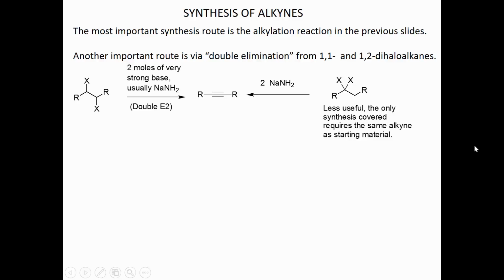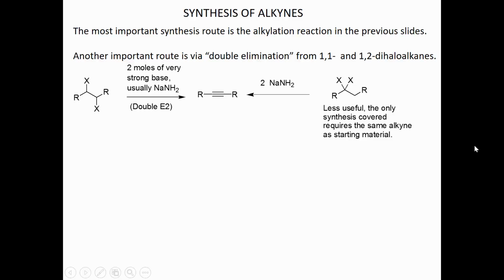And what we're going to see here is that we're just going to take the elimination reaction, dehydrohalogenation, out of Chapter 5, and we're going to basically just do it twice so that we make an alkyne instead of an alkene. Okay? All right, so here we go. Here is the first example of that.